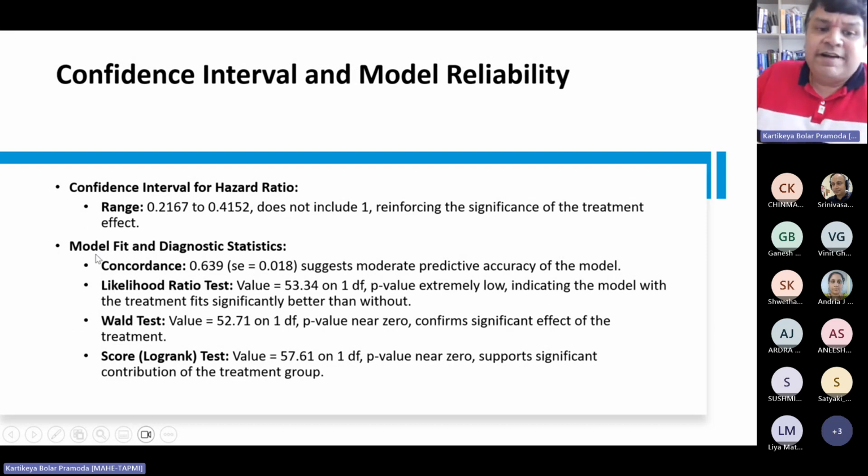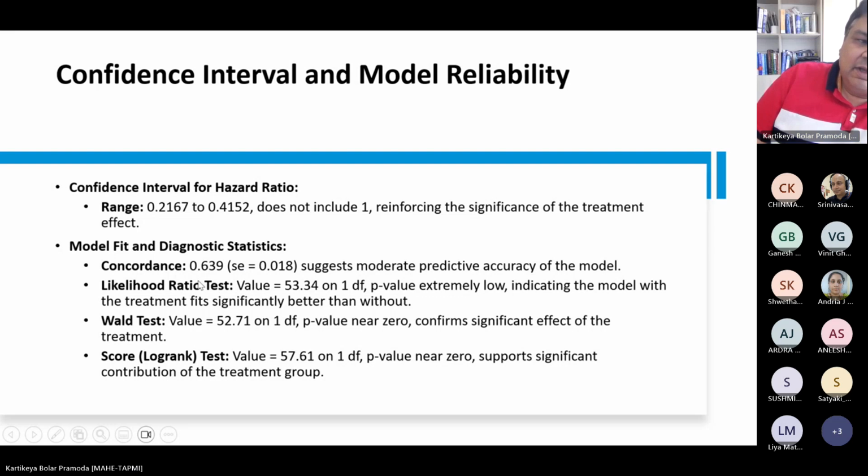Now this part, model fit and diagnostic statistics. This is more about how we understand R square, right? Concordance is similar to an R square or pseudo R square, because here we are talking about the predictive accuracy of the model. So 0.639 suggests a moderate predictive accuracy.